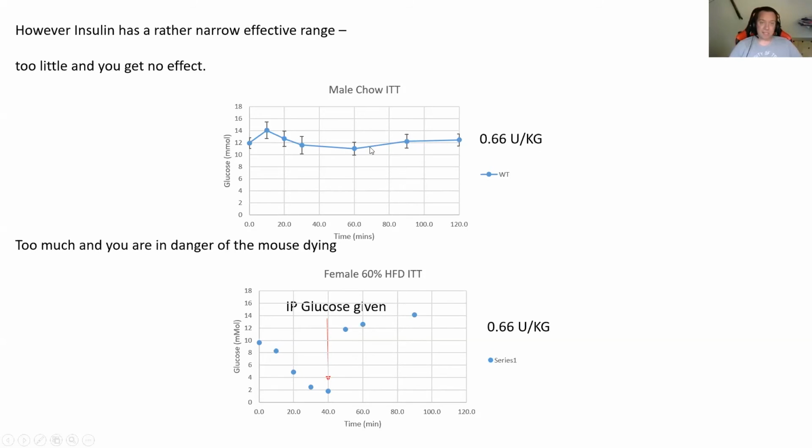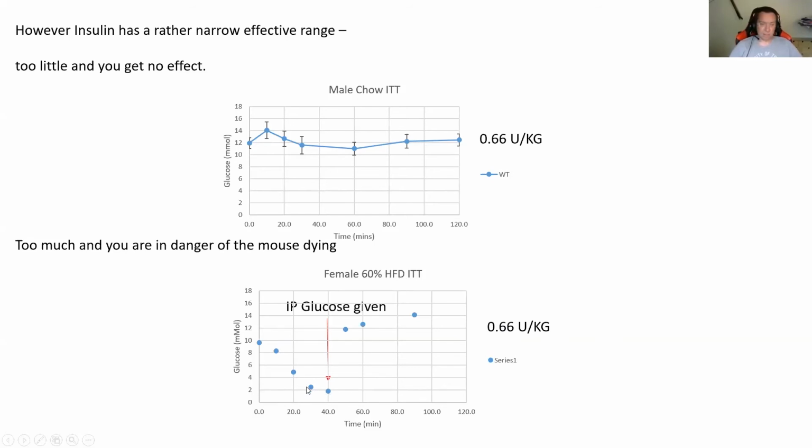The problem is you can have, at exactly the same dose, 0.66 units per kilo, in this case, we were looking at a female mouse on a 60% high-fat diet. So that should have actually caused a decent amount of insulin resistance. So this isn't a particularly strong dose. What we see in this one particular mouse was a spectacular drop in the blood glucose levels.